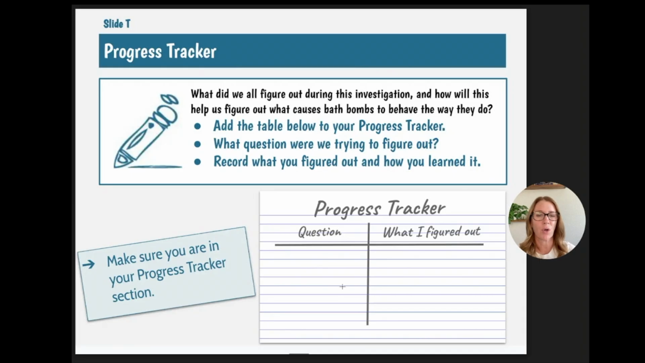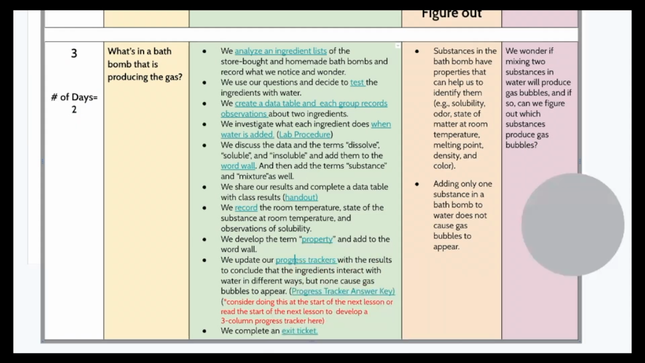And so a progress tracker, if we have not talked about it before, is where they write down the question and what they figured out. If I remember correctly, in lesson 4, it's a 3-column progress tracker. I just gave a note right here.